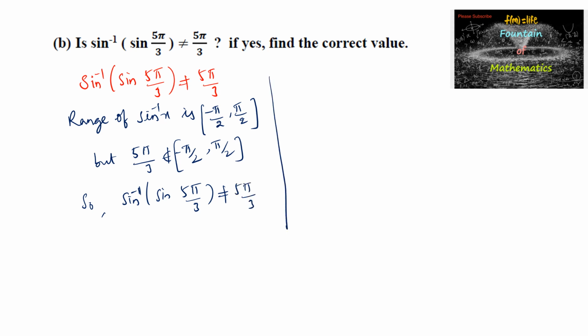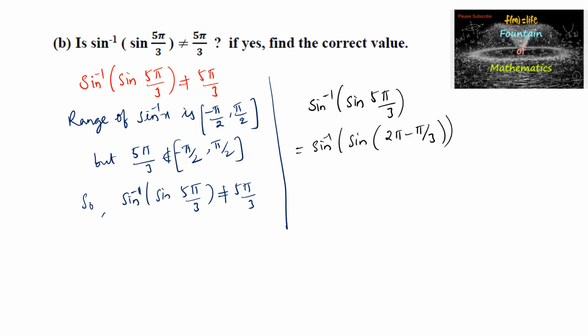But let us simplify here. Sine inverse of sine 5 pi by 3 is equal to sine inverse of sine of 2 pi minus pi by 3 we can write, which is equal to sine inverse of minus sine pi by 3, which is equal to minus sine inverse of sine pi by 3, or we can also write it as sine inverse of sine of minus pi by 3.